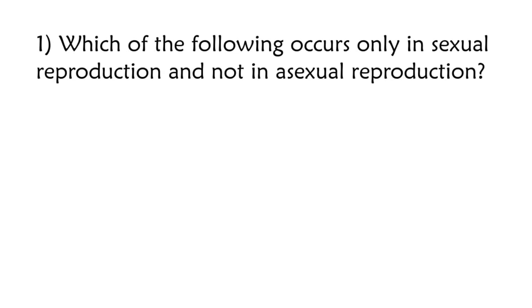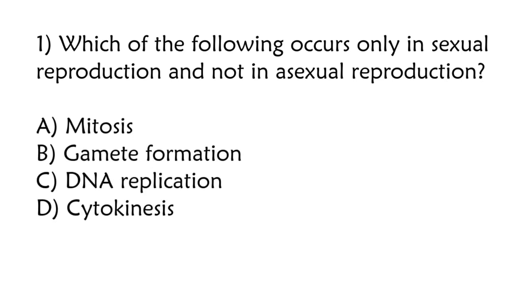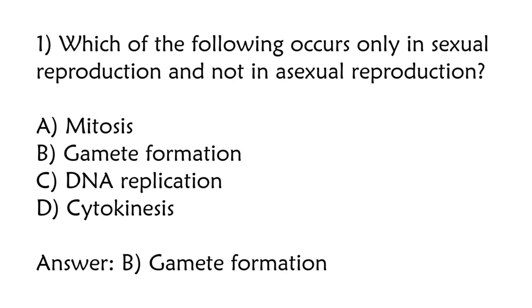Which of the following occurs only in sexual reproduction and not in asexual reproduction? Mitosis, gamete formation, DNA replication, cytokinesis. Correct answer is option B, gamete formation.